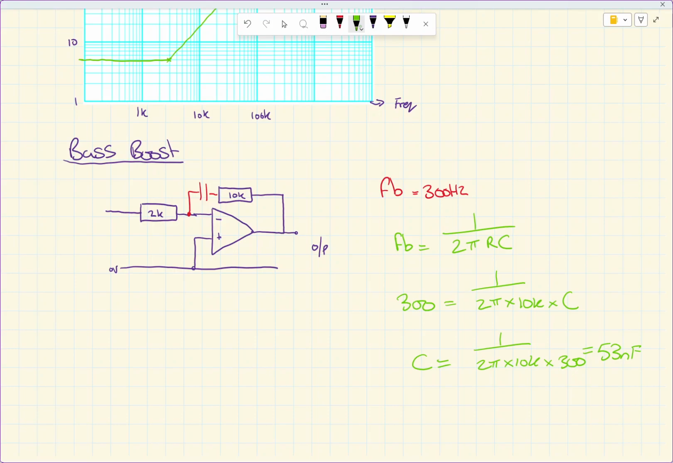I know I didn't do a sketch for the previous one, but let's just do a sketch of this one, so what it looks like. We're going to have a graph that looks like that. So there's my gain of 5, and at this point here, which we said was 300 hertz, it goes up like that. Okay, and that is your active tone control.